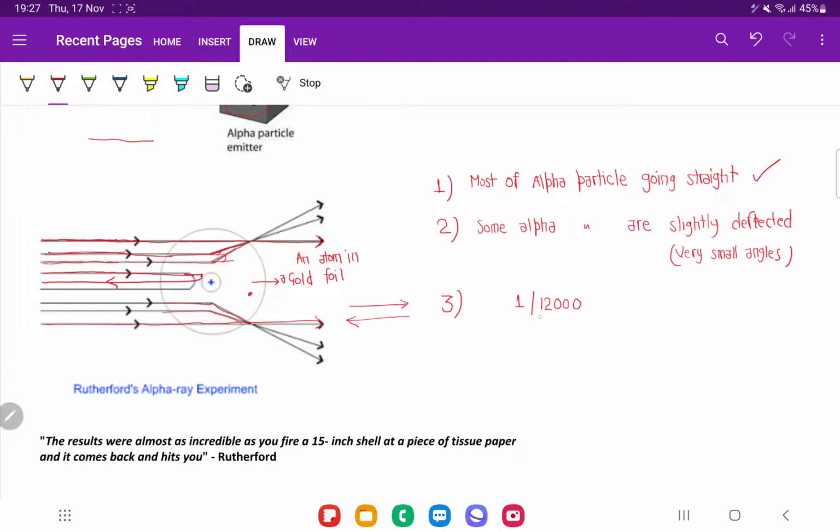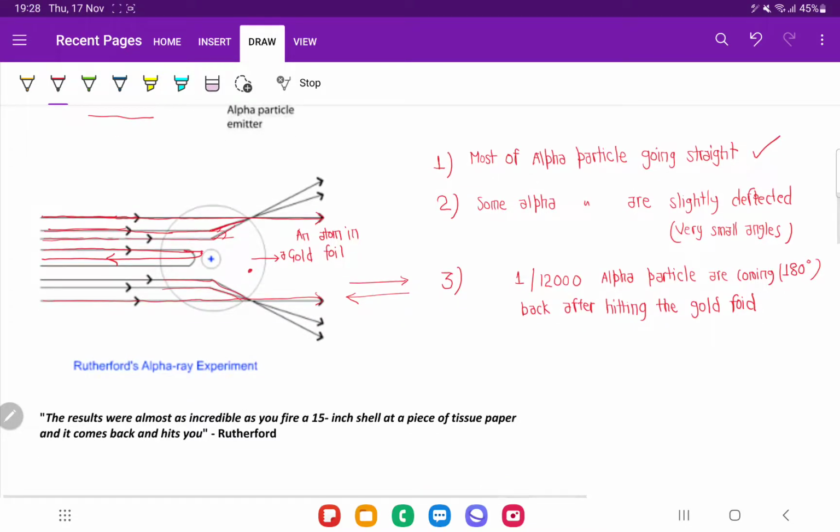So he observed that one out of 12,000 alpha particles are coming back after hitting the gold foil. So they are coming back means they are hitting at 180 degrees. So these three observations he got from his experiment.